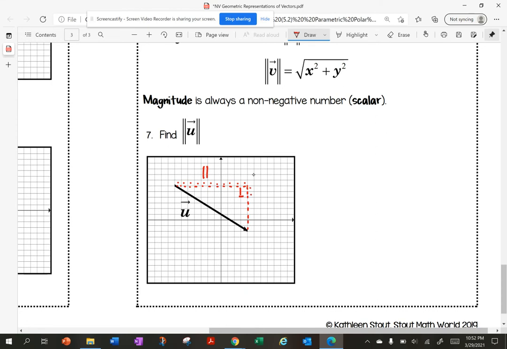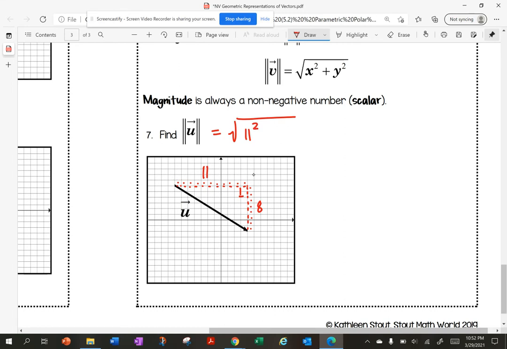And 1, 2, 3, 4, 5, 6, 7, 8. So I'm not concerned with the direction. I'm just looking for the hypotenuse. A magnitude is a positive number. So the magnitude of vector u is going to be the square root of the two legs.